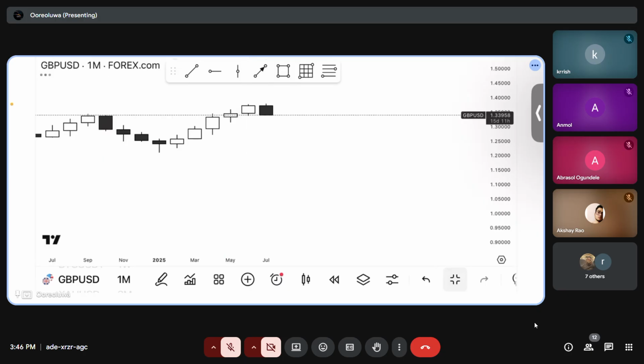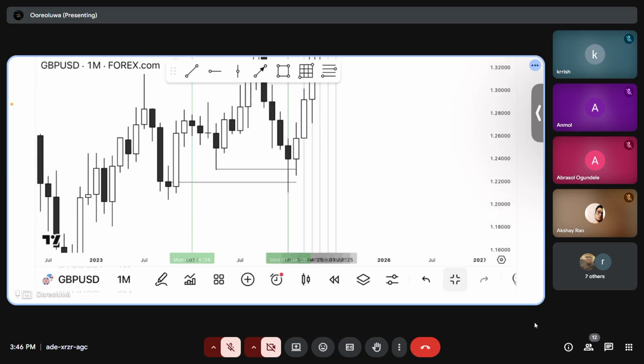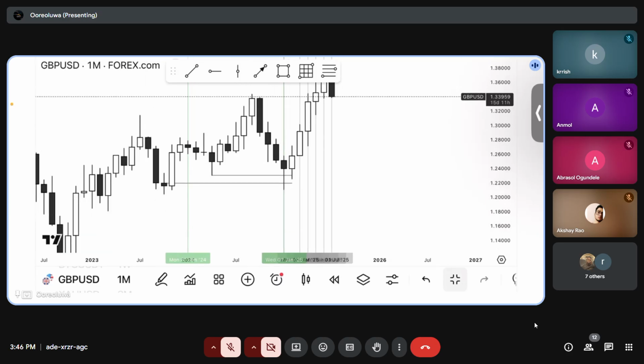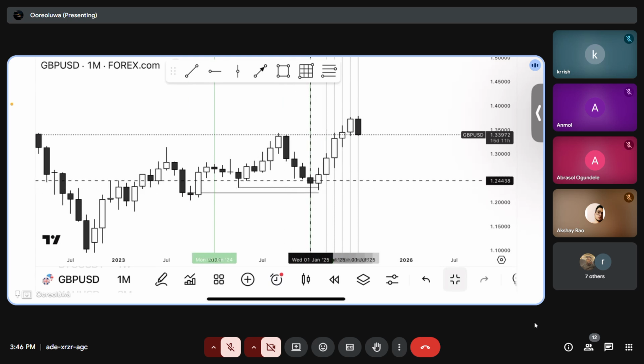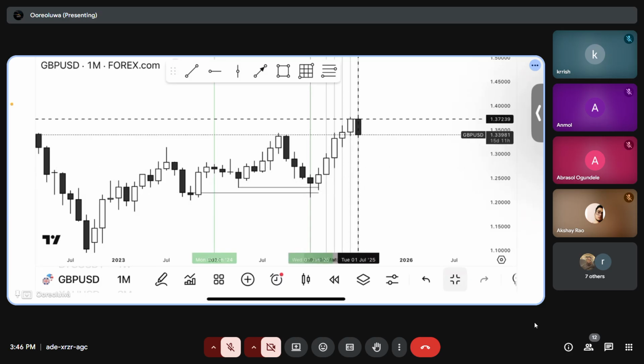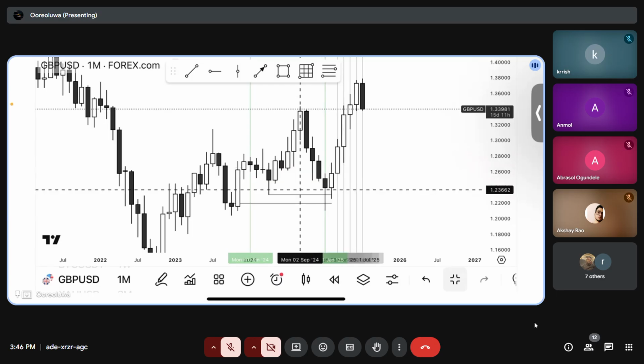So with that being said, this was the first month of the year. We swept a low, so we opened, rallied into a low and into a key level, then bounced. So forget about the time frame, just look at it like this.